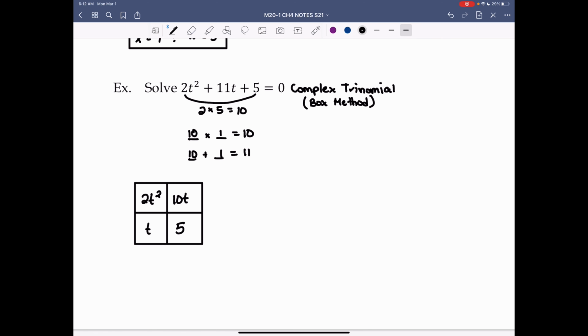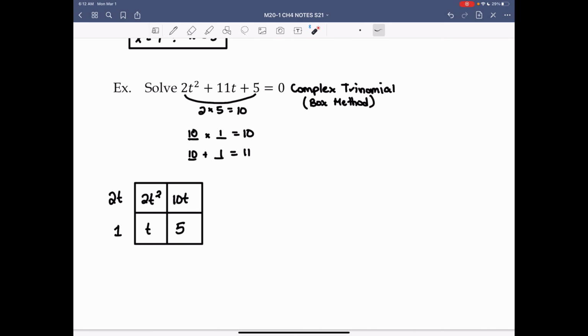Next, we're going to decide what the common factor is for each row and column. So I'm going to look at this row and decide what is my common factor here between 2t squared and 10t. The common factor would be 2t, so I write that to the left of the box. Bottom row, t and 5. What's the common factor? Well, there really isn't a common factor, so then we just say it's 1.